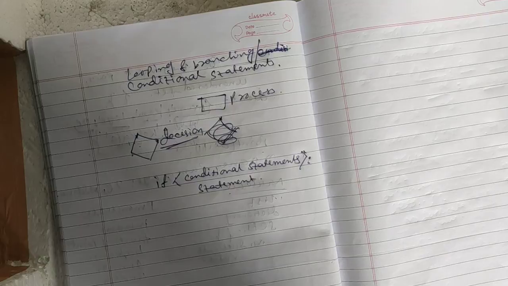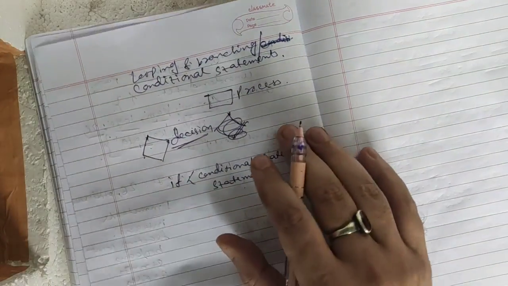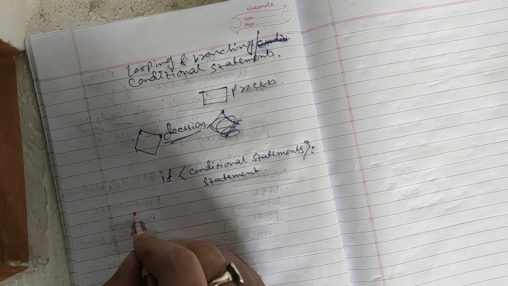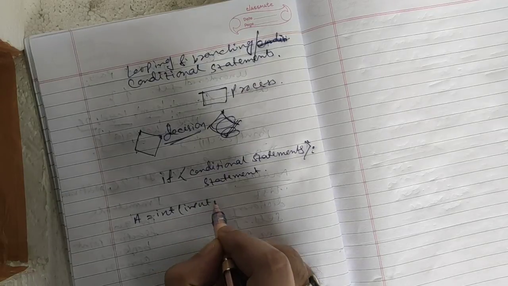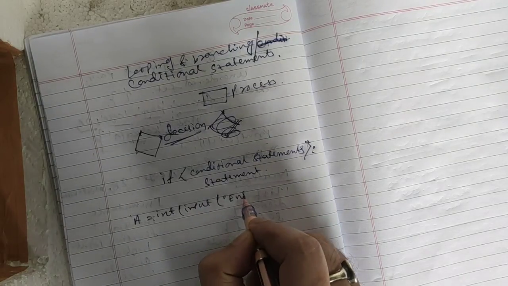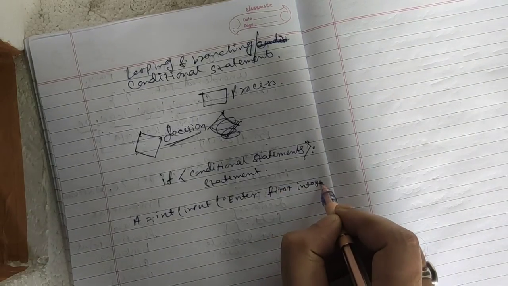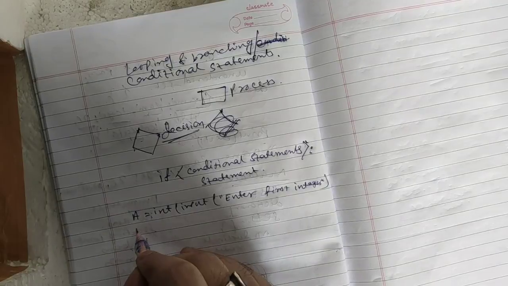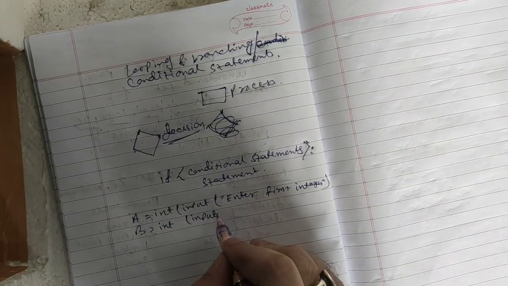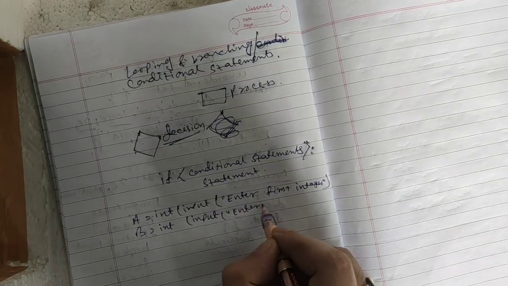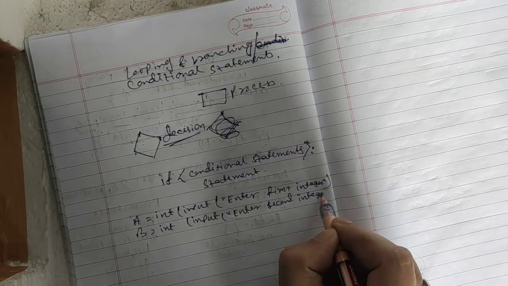So in this way the if statement will be executed. So how do we write an if statement? Suppose we give a small example of if in this way. Suppose a equal to int(input("Enter first integer")), b equal to int(input("Enter second integer")).